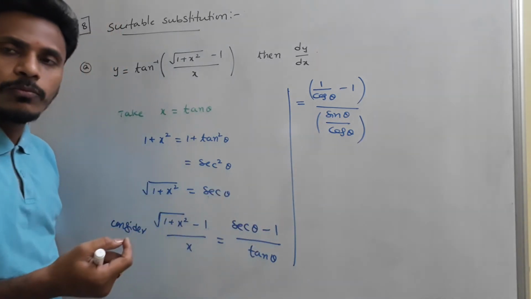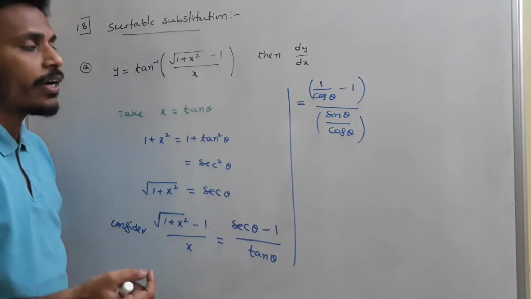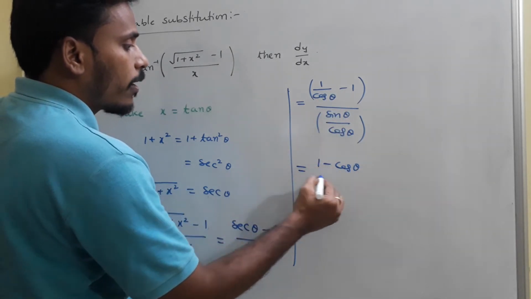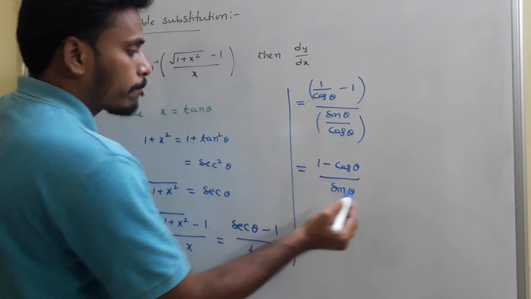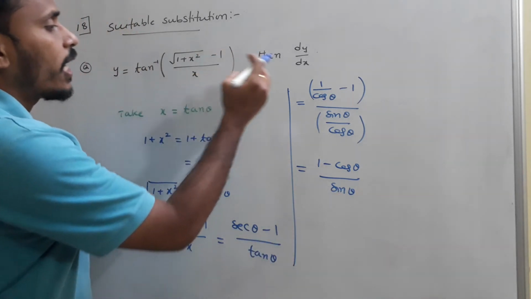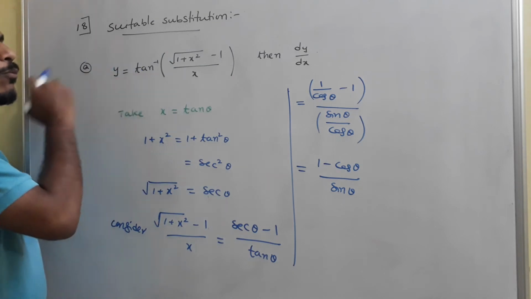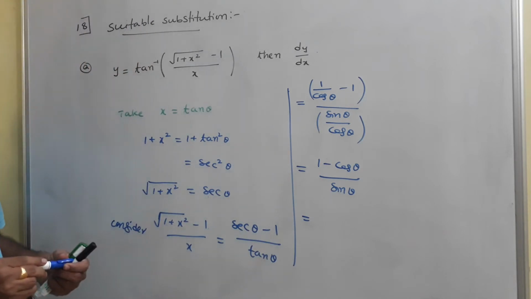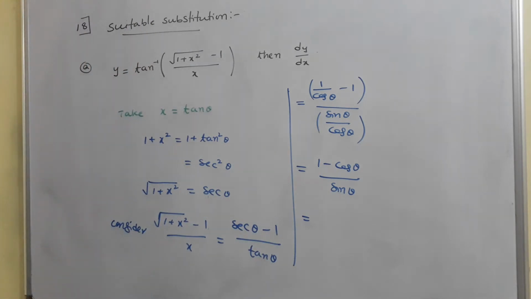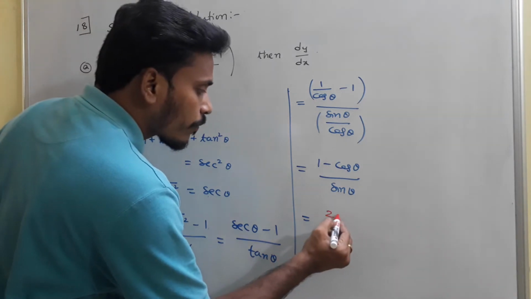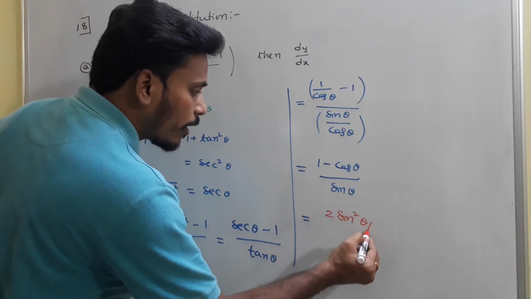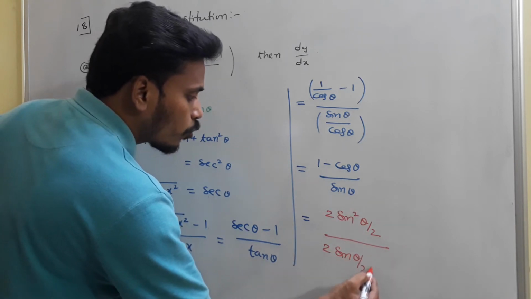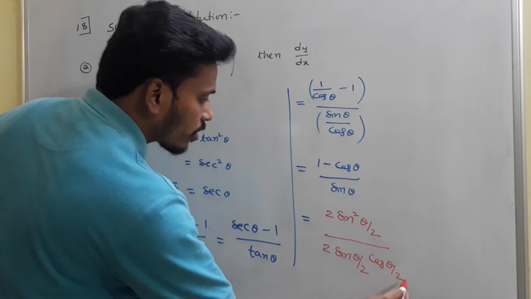We need certain knowledge about trigonometry, basic laws, identities and some formulas. When you simplify this, it will become 1 minus cos theta divided by sin theta. My intention is to find dy by dx and in particular to remove this tan inverse. For that, I will rewrite 1 minus cos theta as 2 sin square theta by 2. As well, the denominator sin theta can be rewritten as 2 sin theta by 2 into cos theta by 2.